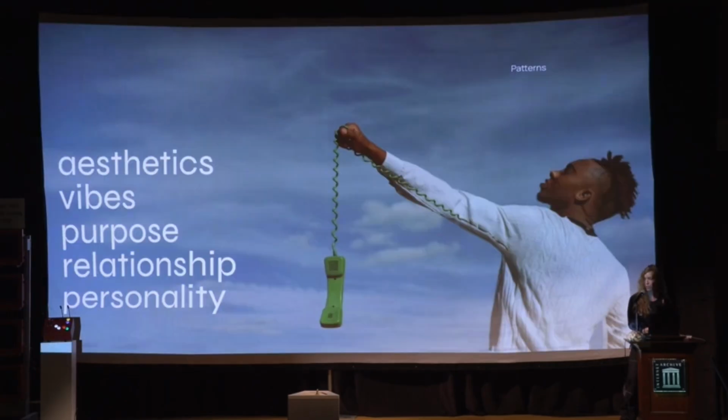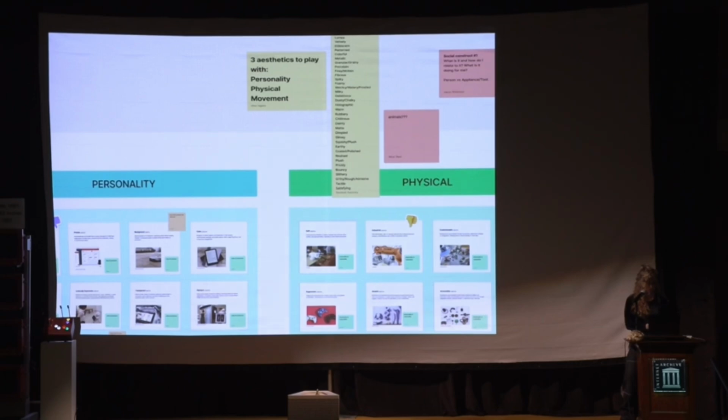There's just so many dimensions that we can play with if we get to entirely create a brand new thing. There's so much more to consider: aesthetic, vibe, purpose, relationship, personality, and more. So I'm, as I said, showing you a bunch of work-in-progress work. We started working on an expanded design language for robots, and by doing a bunch of things, we coalesced around 3 main pieces to play with: personality, physicality, and movement.